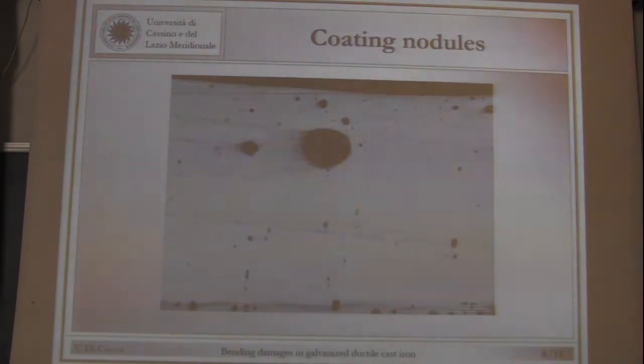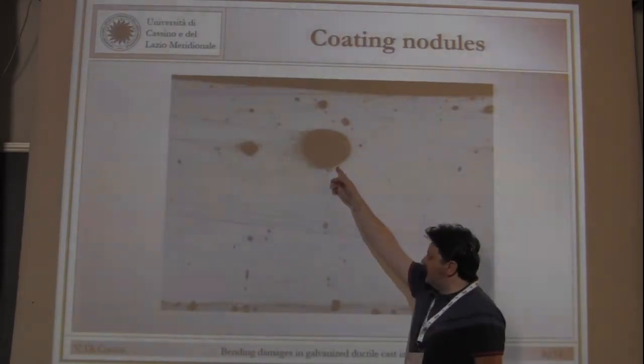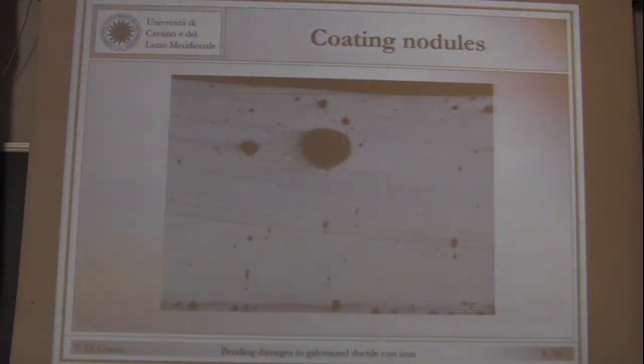This is a section taken at high dipping time, where the dimension of this nodule is very high with respect to the dimension of nodules present in the ductile cast iron. In this case, the dipping time was about 900 seconds. It's very, very high.